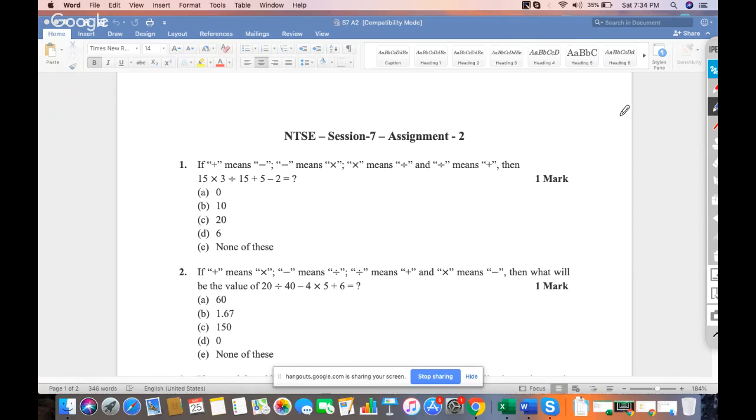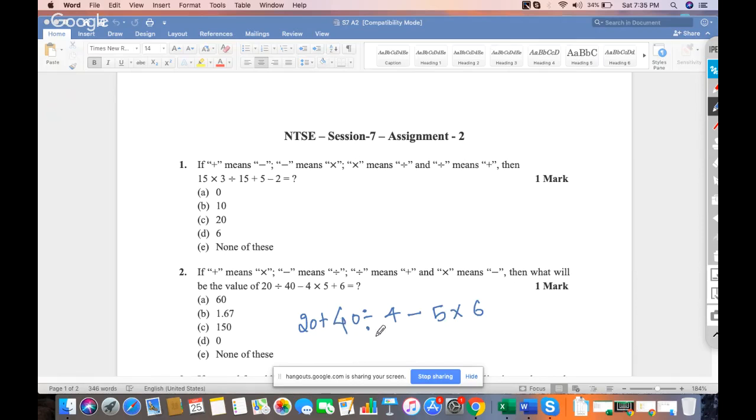Question number two answer. A lot of you are giving me 2D you are giving me. So okay. So here division sign is there. Division means plus here. So 20 plus 40. Negative signs means division. So 40 divided by 4. Multiplication signs means negative. So minus 5 and plus means multiplication.